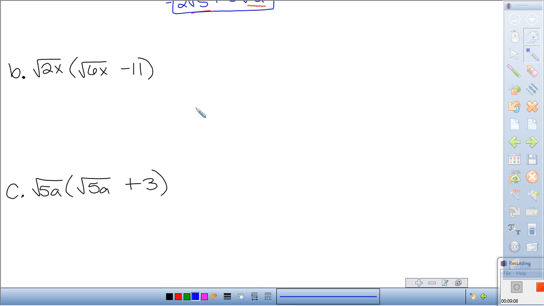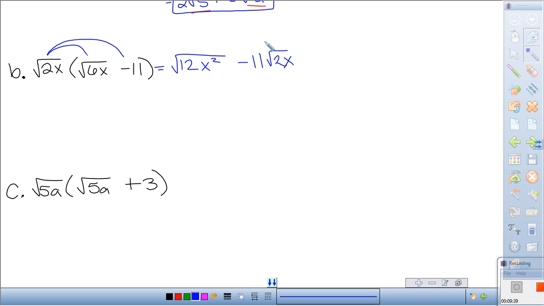Let's look at B. The square root of 2x times the quantity, the square root of 6x minus 11. So the square root of 2x times the square root of 6x is the square root of 2 times 6, which is 12. x times x is x squared. The square root of 2x times negative 11. Remember, just smush them together. When you have a regular number and a radical, all you can do is smush them together. They're not like terms. So I have negative 11 times the square root of 2x.